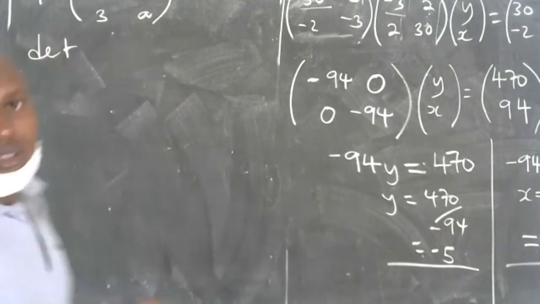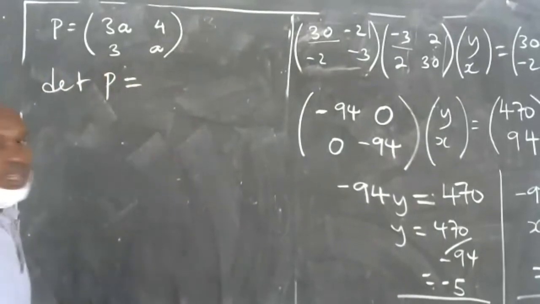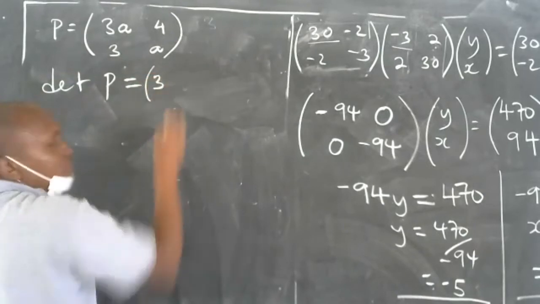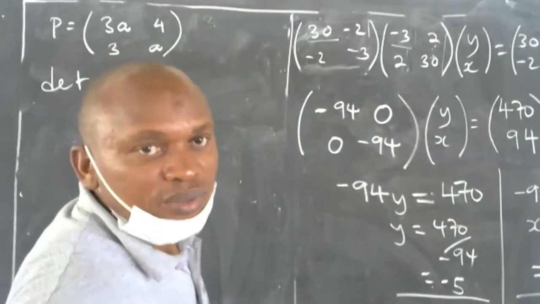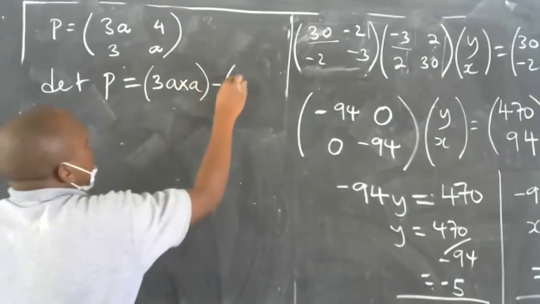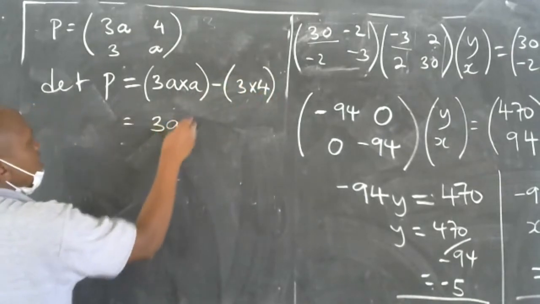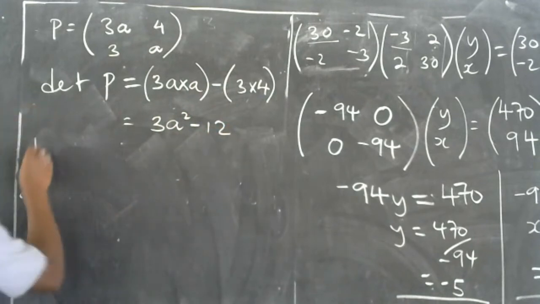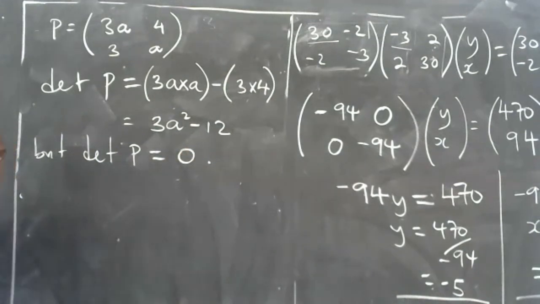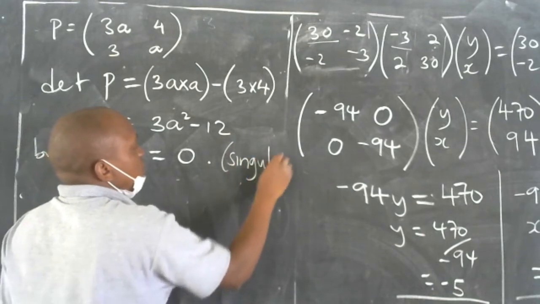Okay, because I'm seeing the time running out. Determinant of P. Let us work it out together. How have you gotten the determinant of P? We get the major diagonal minus the minor diagonal, which is 3a squared minus 12. But the determinant of P is 0 because it's singular. It told us in the question that it is singular.